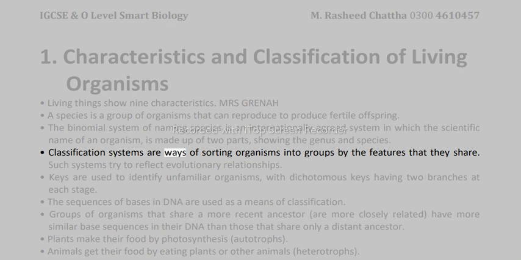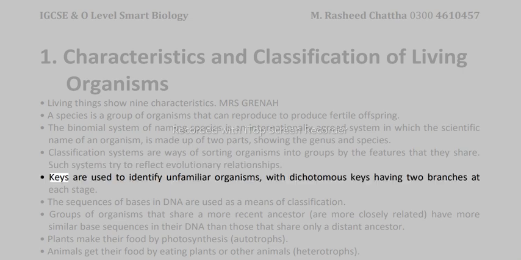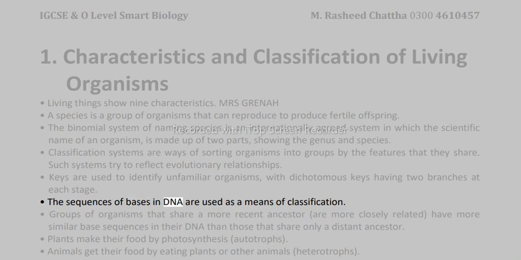Classification systems are ways of sorting organisms into groups by the features that they share. Such systems try to reflect evolutionary relationships. Keys are used to identify unfamiliar organisms, with dichotomous keys having 2 branches at each stage. The sequences of bases in DNA are used as a means of classification.